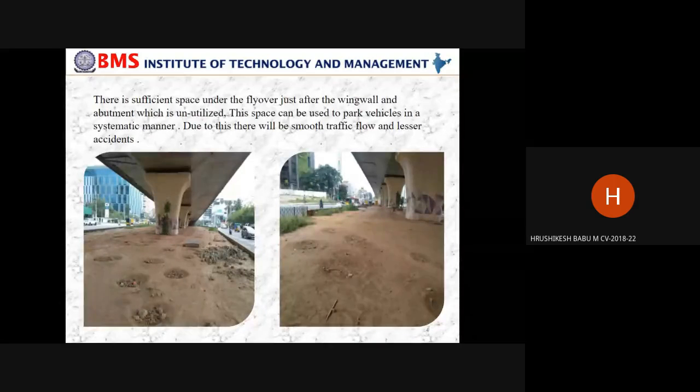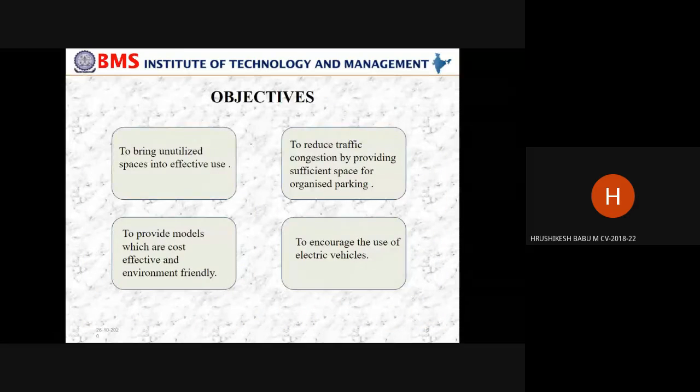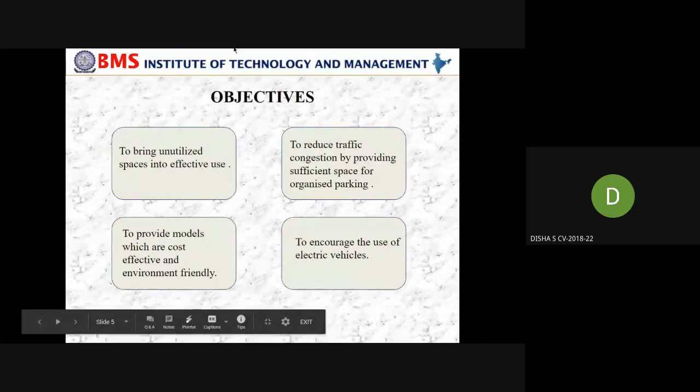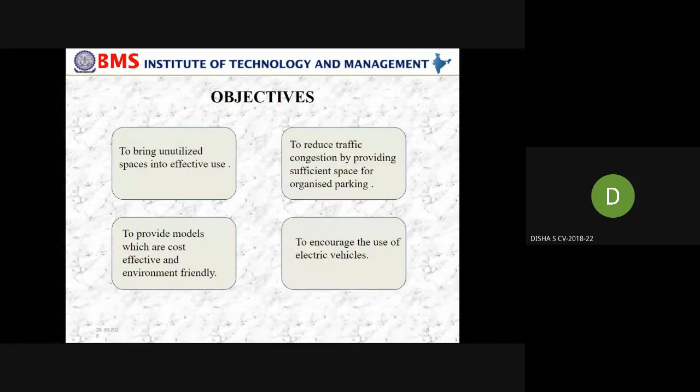So we have proposed a model. The objective of this model will be explained by my fellow mate Disha. Thank you. As my colleague Rishikesh mentioned, there is a lot of space left unused by the public. These spaces can be utilized as parking slots as they are easily accessible to common people. By doing so, we can reduce the traffic congestion caused by vehicles parked on the roadside and even provide safe parking.